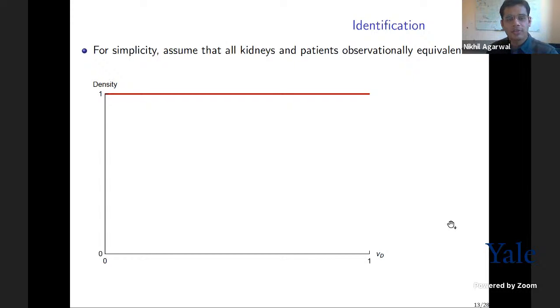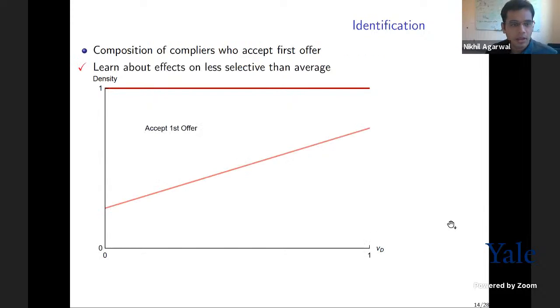Okay. So you have the density, which is the flat red line. Now imagine that there are some patients who get one offer and some patients who get no offer, for simplicity. Okay. And there's some patients who accept the first offer and the other set of patients who don't. Okay. Now, the ones who accept the first offer are going to be different from the ones who don't accept the first offer, right? So in particular, people who accept the first offer are going to be less selective in general. Okay, so the pink line tells you the remaining density of people who have accepted the first offer.